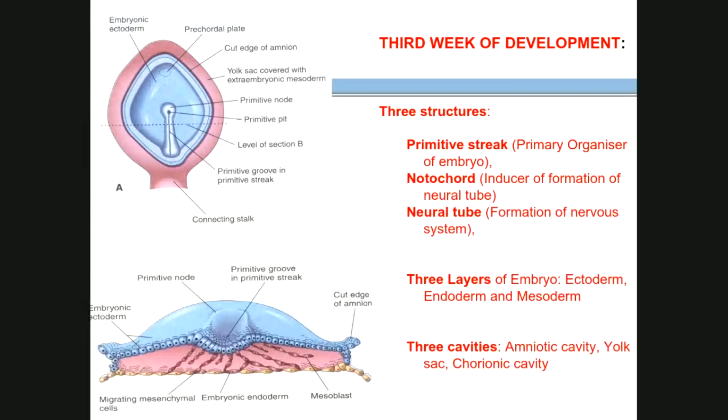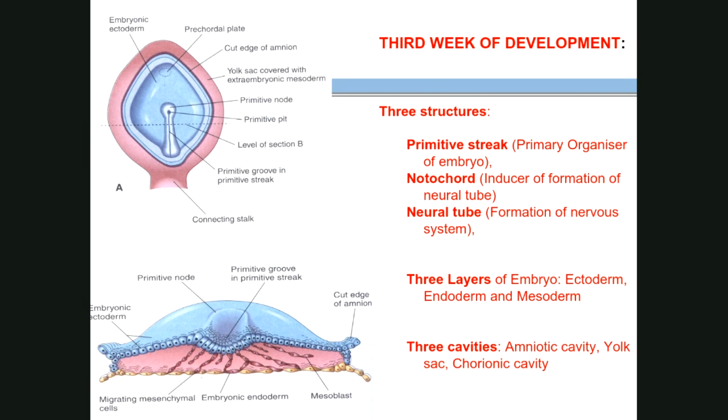Now next, three layers will form. As I am telling you, third week means everything is three. So the third week has three layers of the embryonic disc, and that is ectoderm, endoderm, and mesoderm. During the second week, there were two layers, ectoderm and endoderm. Now during the third week, the third layer, mesoderm, is added.